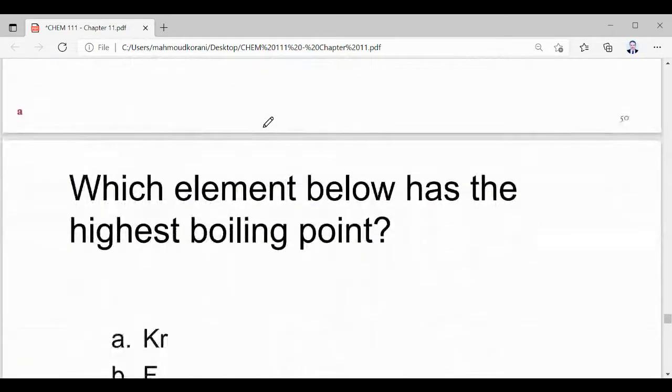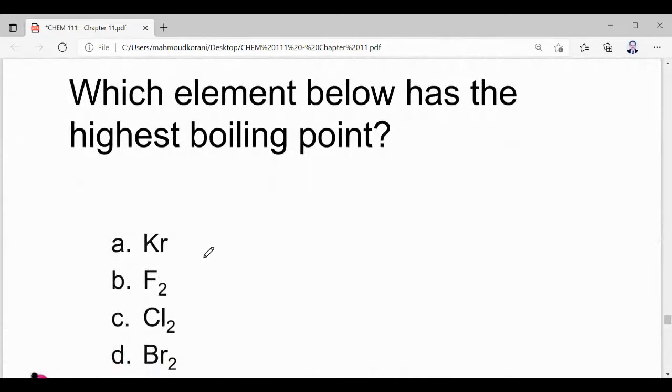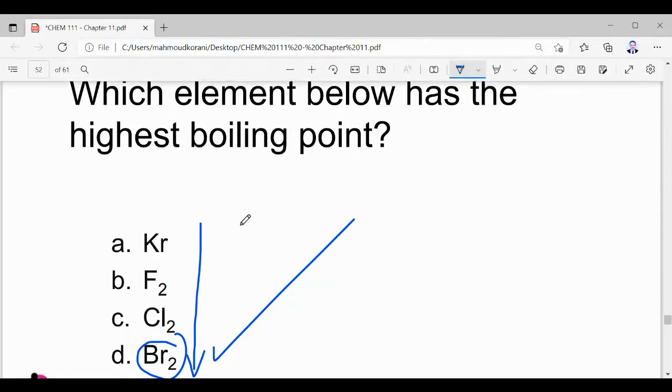Which element below has the highest boiling point? Since they are non-polar, the higher the molecular weight, the higher the boiling point.